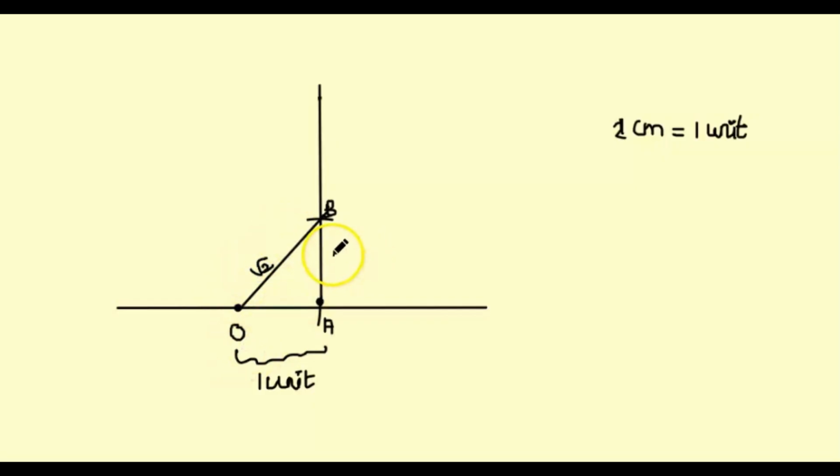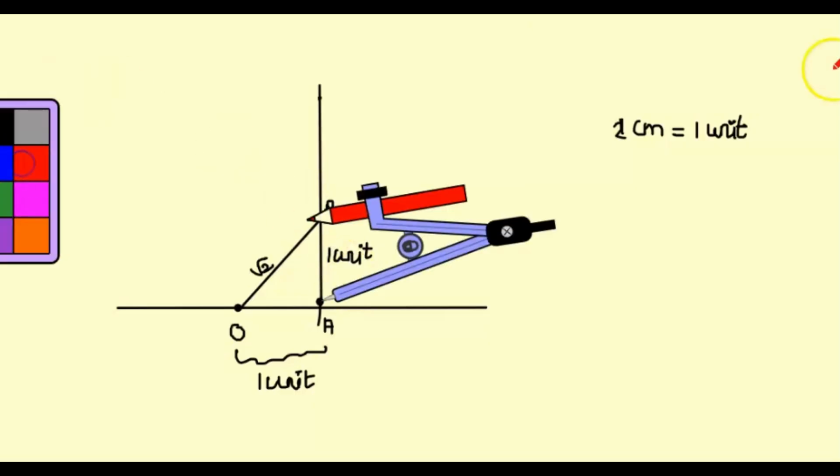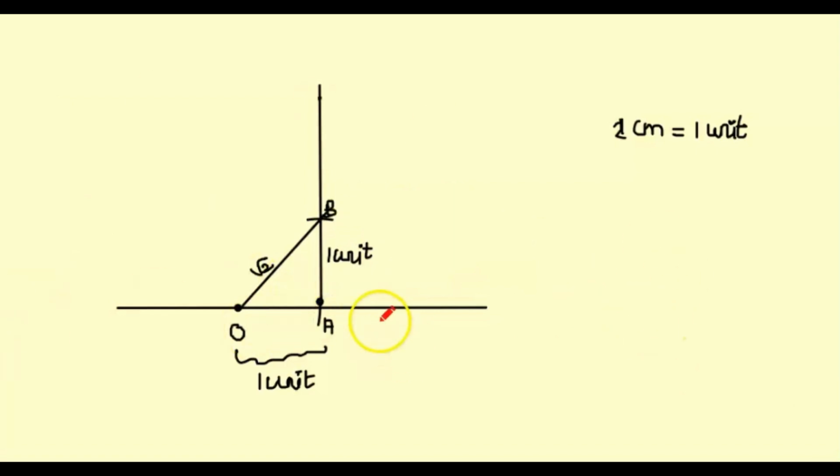So OA is 1 unit, and what about AB? This is also 1 unit, and OB is equivalent to root 2. So we are going to check how it is root 2. Now I'm going to write. See, OAB is a triangle, right? And check what is the angle at A. It's nothing but 90 degrees. So this is a right angle triangle. Can I use the Pythagoras theorem for this? Yes. So which is your hypotenuse? OB is the hypotenuse, because it is the side opposite to the 90 degree angle.